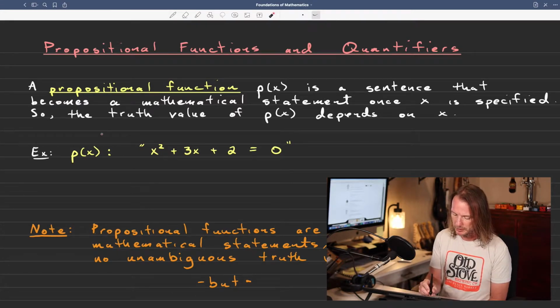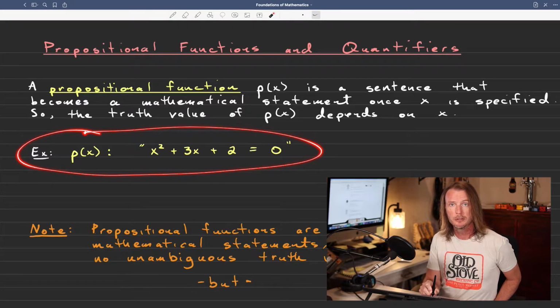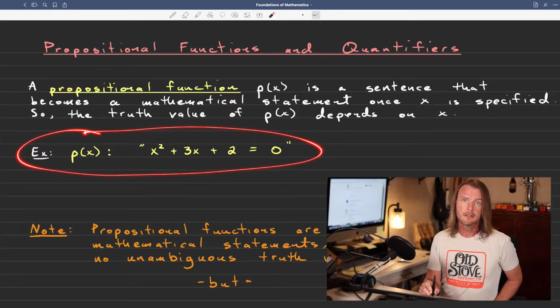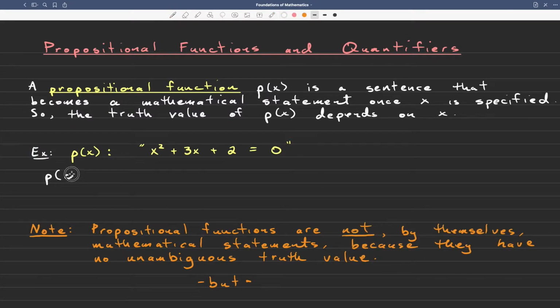In this first example, we have a propositional function p of x, which is the sentence x squared plus 3x plus 2 equals 0. That sentence doesn't have any particular truth value. It depends on the value of x that you put in there. For example, we could look at p of 0. Well, p of 0 is a statement: 0 squared plus 3 times 0 plus 2 equals 0, which is equivalent to the statement 2 equals 0, which is false.